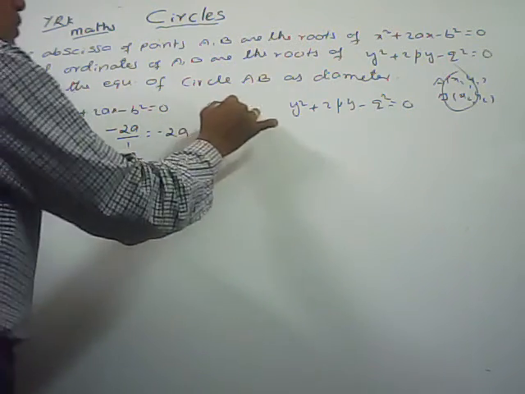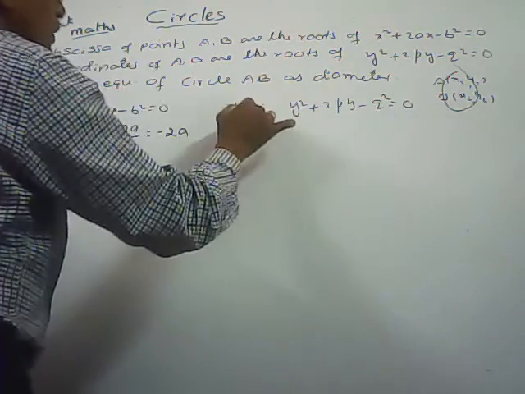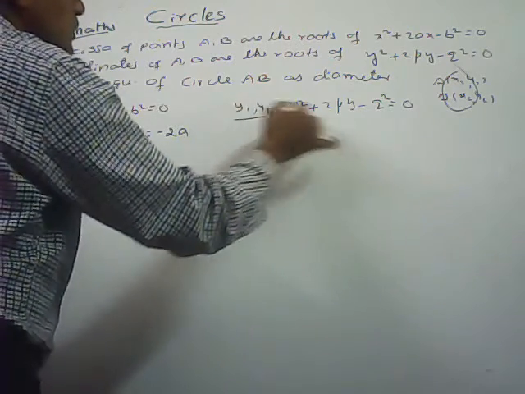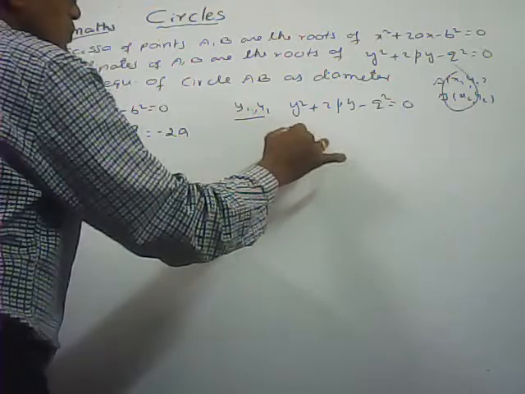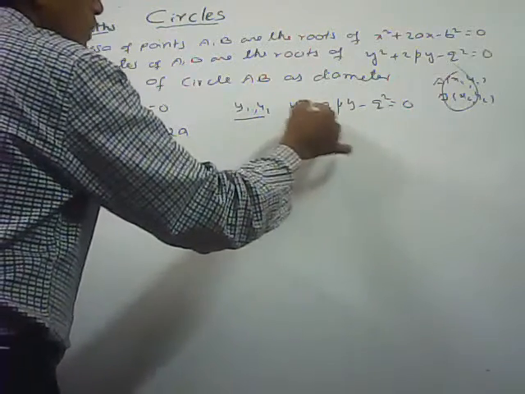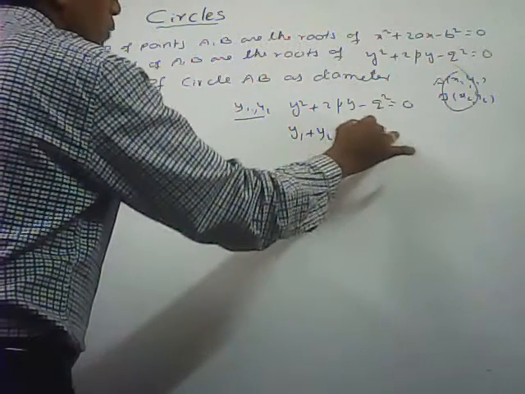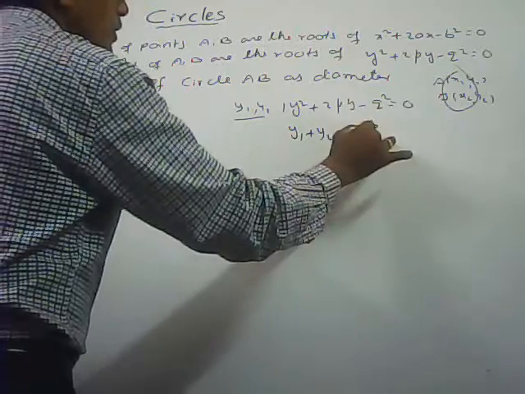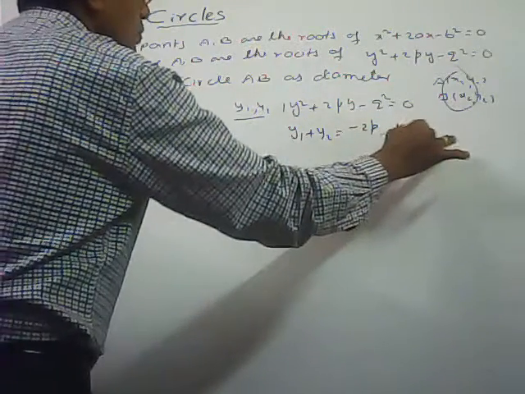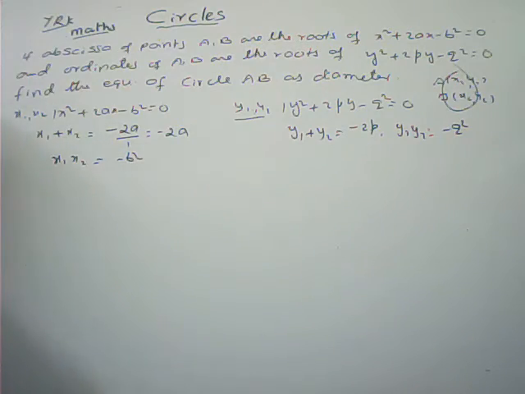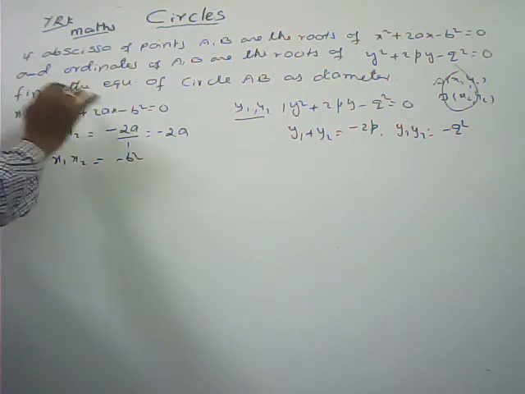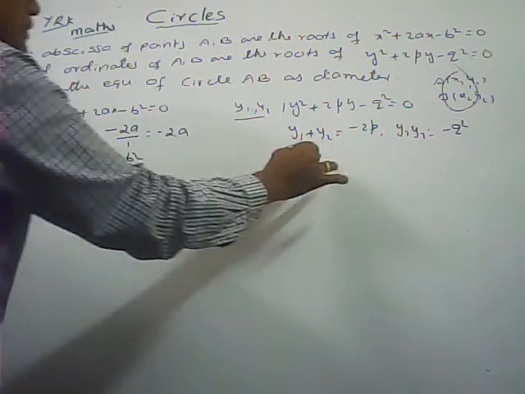Here also, what are the ordinates? y1, y2. Those are the roots of this equation. This is the quadratic equation. The sum of the roots is equal to −(y coefficient)/(y² coefficient), that is 1. And the product of the roots is equal to c/a. Now, what they are asking is the equation of the circle, with AB as the diameter.